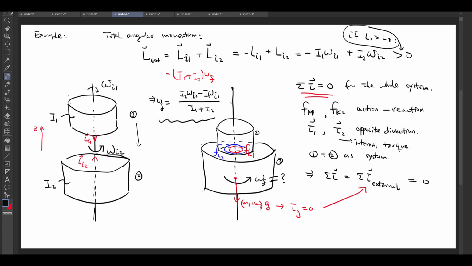Okay, so I hope that gives you some idea of how to apply angular momentum conservation to rotating bodies. And in the future, we will probably see some more examples of these angular momentum conservation calculations. Okay, that's all for this video.